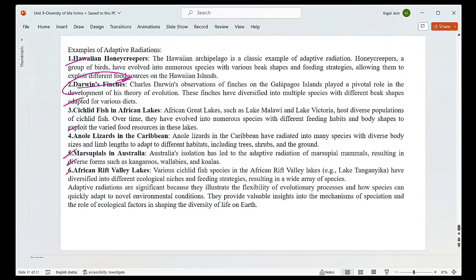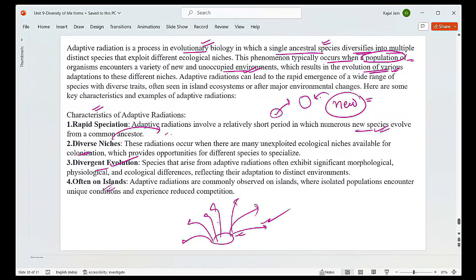Except for that, there are various other examples you can go through. This is a very simple topic, adaptive radiation. You can remember this. Go through this, and if you find any difficulty, you can ask. Very, very simple topic.